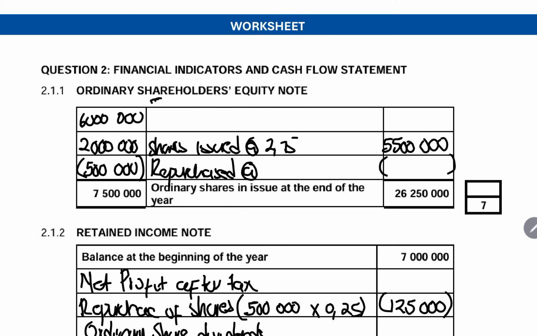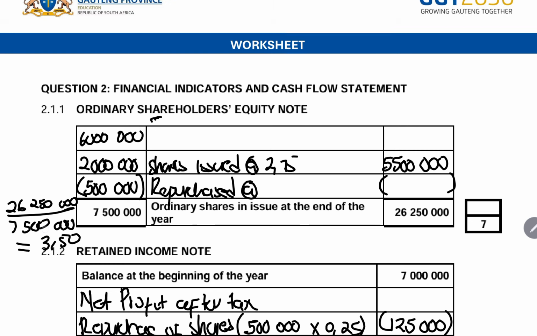So you are going to take that 26,250,000, and then you divide it by the number of shares issued at the end of the year, which is 7,500,000. Then it's going to give you our average price. Okay, so let's do it like that. So if you say 26,250,000 divided by 7,500,000, it is giving us R3.50. So it means that our average price is R3.50.